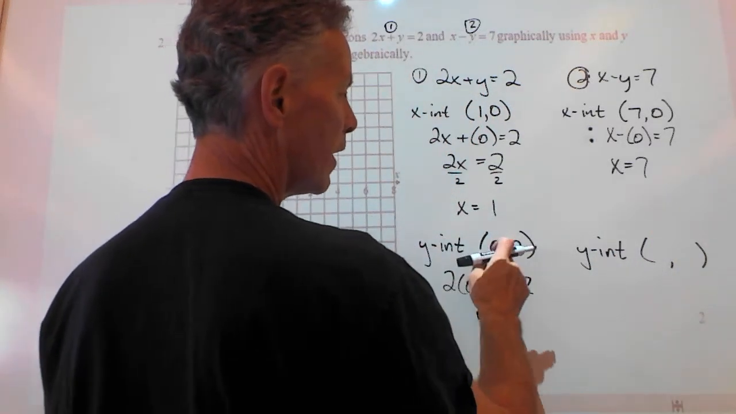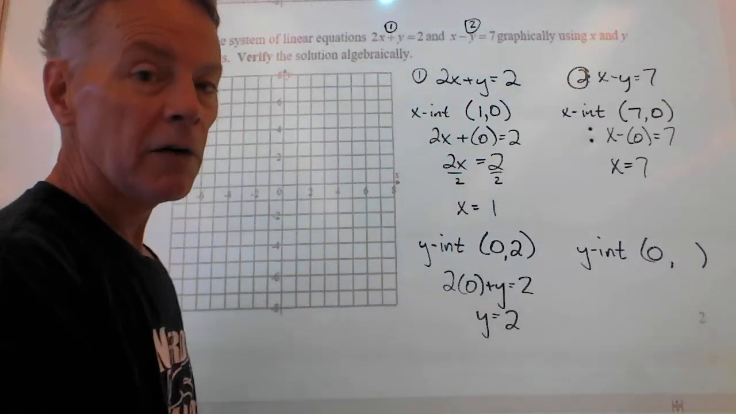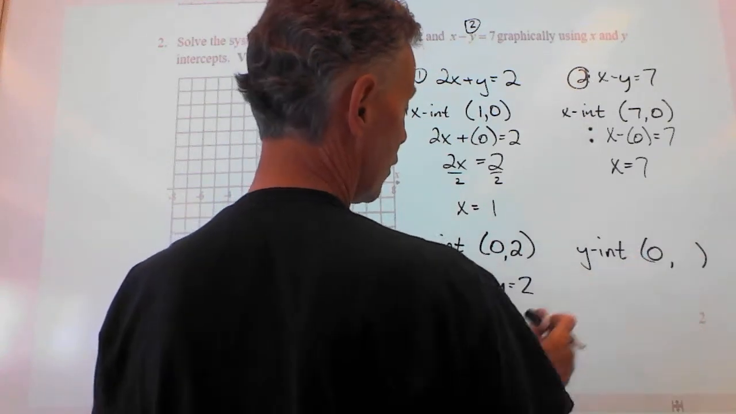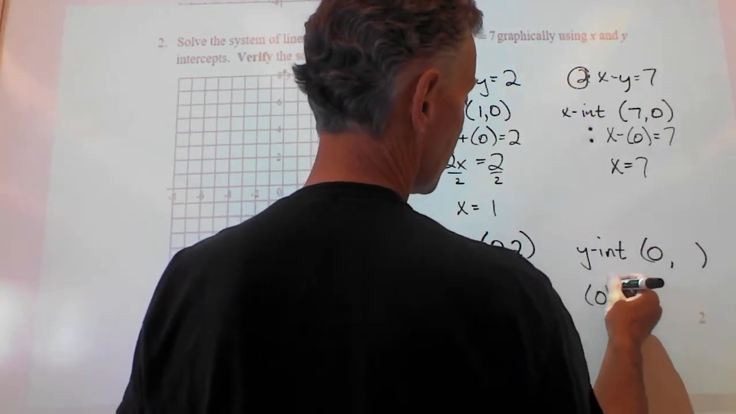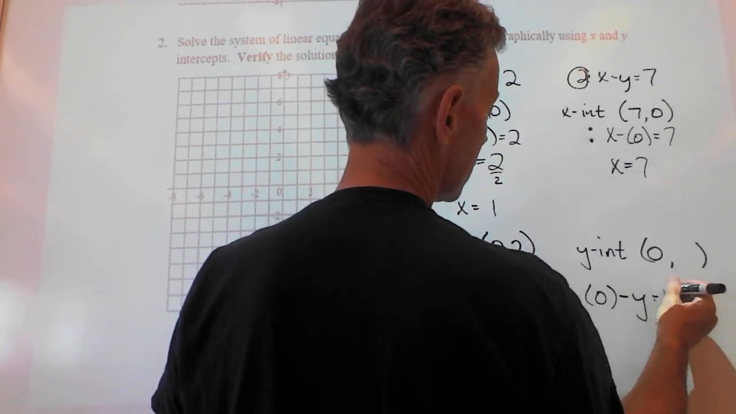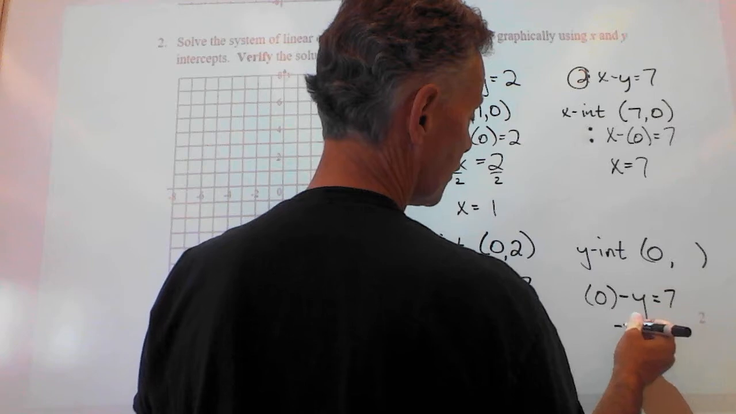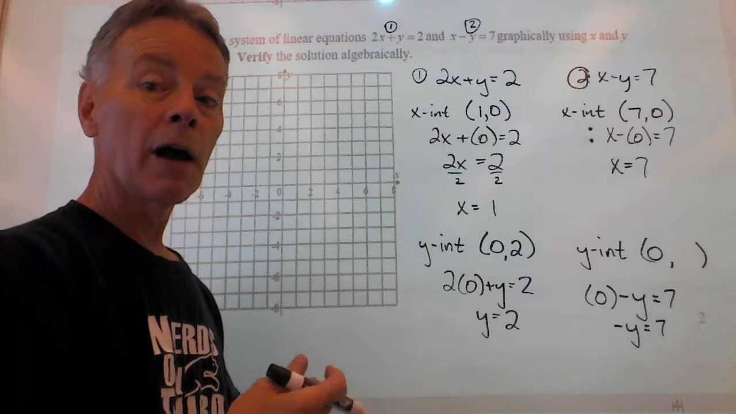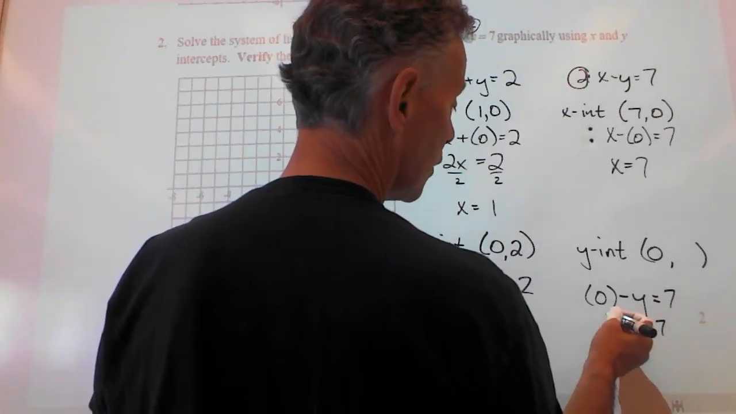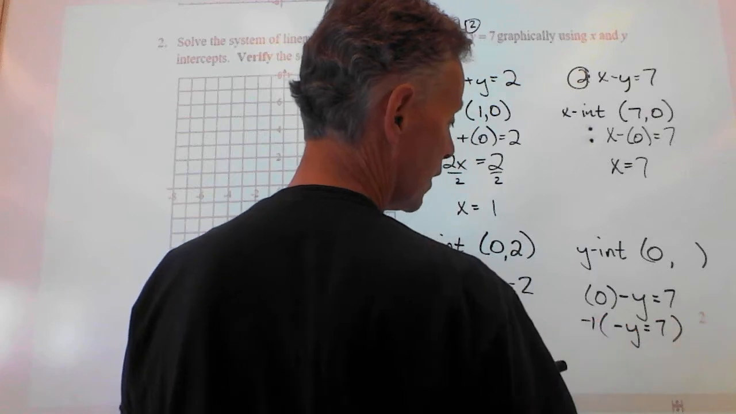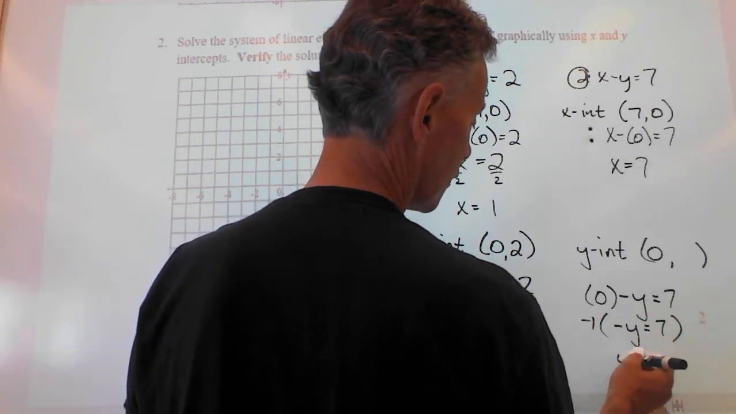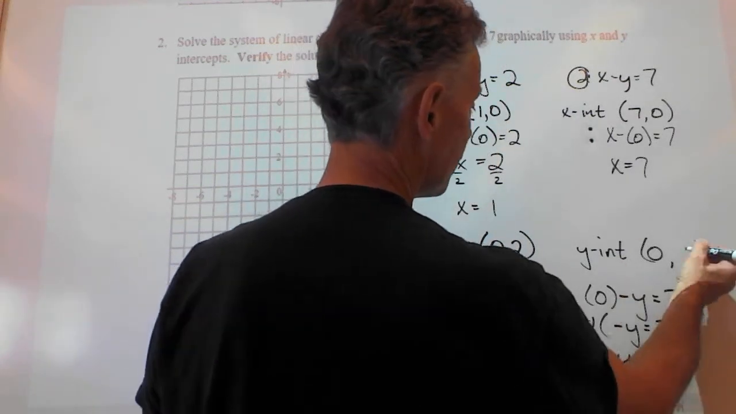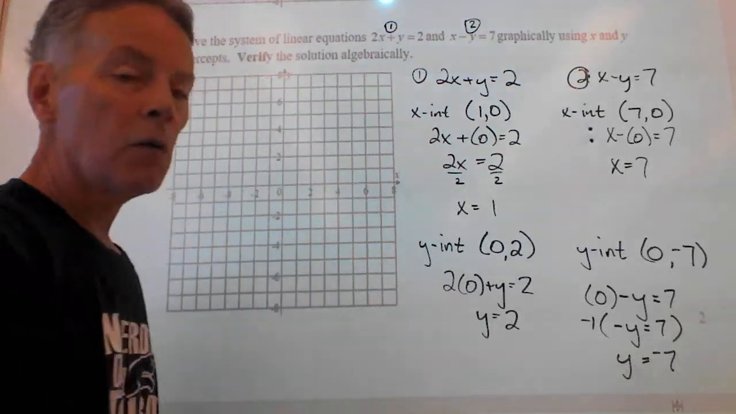Finding the y-intercept for this guy, again, remember, we know that our x-coordinate will be 0. We don't have to be told that, we know that. So we sub in a value of 0 where we see x, and this one becomes 0 minus y equals 7. The 0 disappears and we're left with negative y equals 7. Well, we can't stop there. We got to have a positive y. So we multiply the whole thing through by -1. -1 times negative y is positive y. -1 times 7 is -7. That gives us our y-intercept.